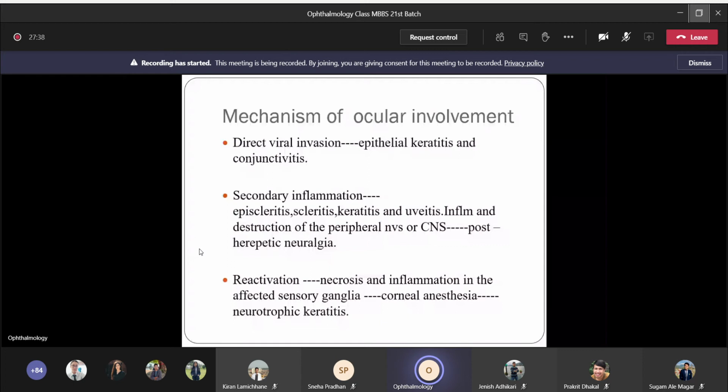Okay, so these are the various mechanisms of ocular involvement: direct viral invasion, secondary inflammation, and reactivation.